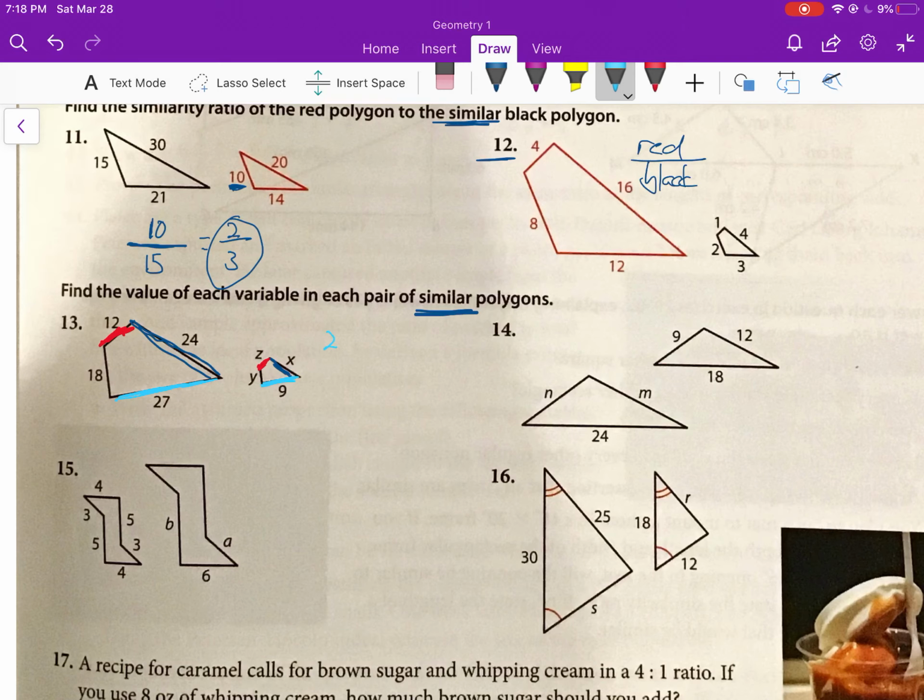So we're going to write 27 over 9. And now we just pick any other pair. So equals, and we can do 12 over z. Now I started with the bigger polygon on top, so I need to do that both times. So now we're just going to cross multiply to help us find z. This is 27z is equal to 9 times 12, which is 108. Divide both sides by 27, and z is equal to 4. So we found z is 4.